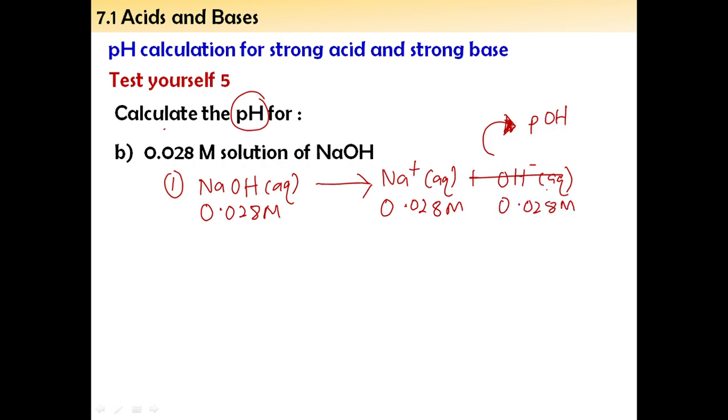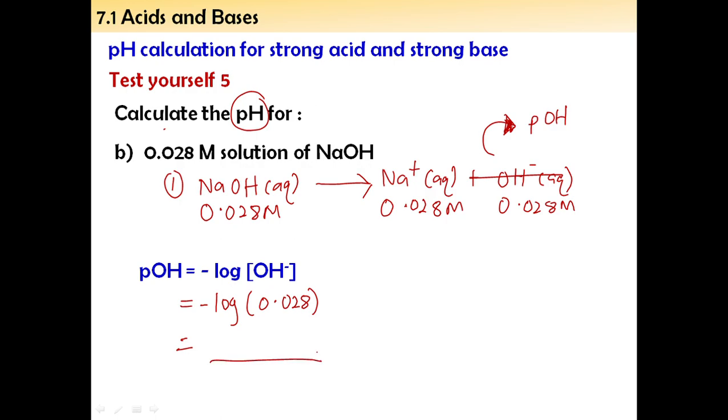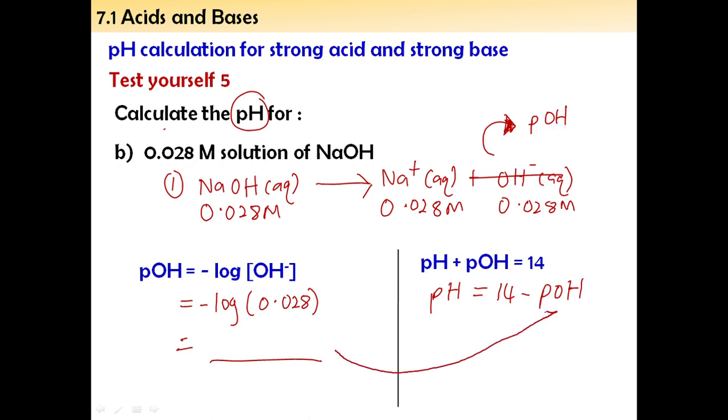So OH- pun 0.028 m. So bila kita ada OH-, we have to calculate the pOH first. Jadi kita masukkan nilai dalam ni. Berapa tadi? 0.028. So kira sampai awak dapat pOH. And then, we know that this is the relationship. Jadi, kalau saya nak kira pH, equals to 14 minus pOH. Jadi, tolong kira pOH dulu. Lepas tu, substitute dalam ni. Dapatlah pH sama dengan berapa. This is your final answer. Okay, so siapkan dan upload. So, for B pun kena upload juga.